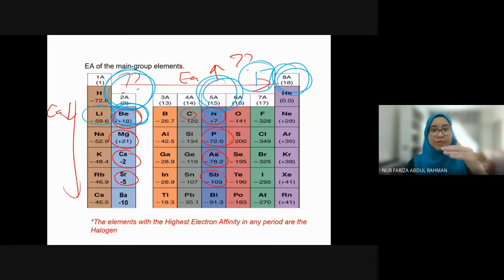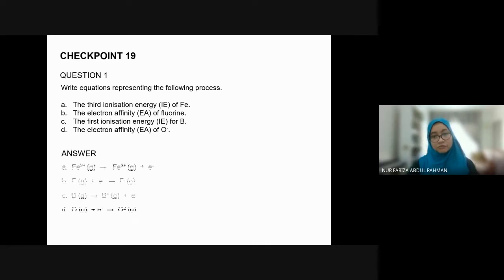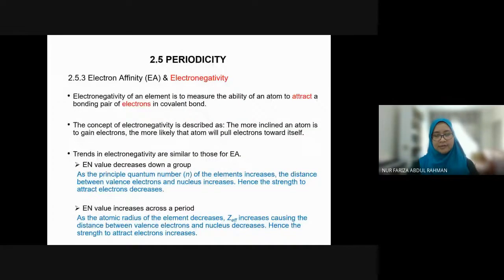Even though dia across the period, dia yang paling kanan on the periodic table, but it is not applicable to group 18. Okay, so EA will increase until group 17. So group 17 has the highest EA. Okay, has the highest EA. Yeah, ada kat sini. In any period are the halogens. Okay, alright. So let's hold on to this first. Kita kena proceed to electronegativity. Okay, and then we'll come back to that.